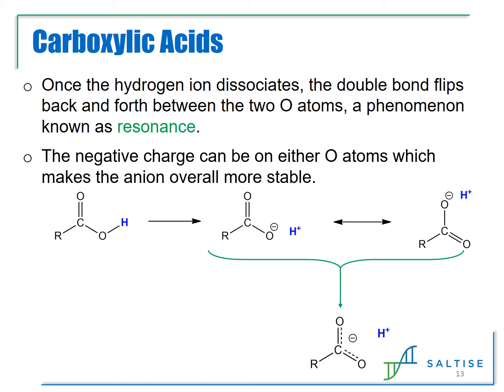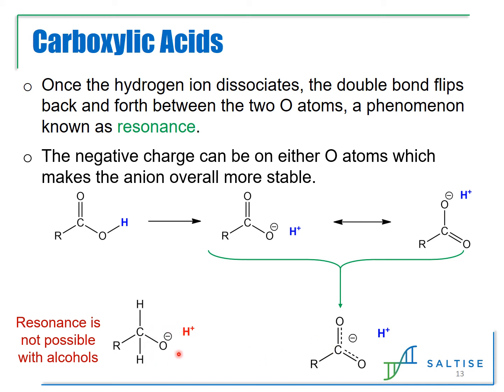This is why we can draw the structure with a dotted line to show the double bond moving back and forth between the two oxygens and the negative charge being spread out over the two oxygens and the carbon atom. Alcohols, on the other hand, do not have an adjacent double bond oxygen. And so if the hydrogen ion is released from the hydroxyl group, the negative charge is stuck only on the one oxygen atom. And so the resonance effect is not possible in alcohols, which is why it's difficult for the hydrogen ion to dissociate.